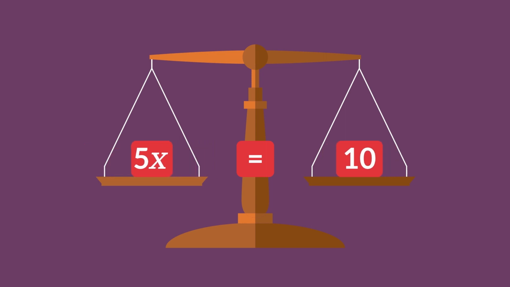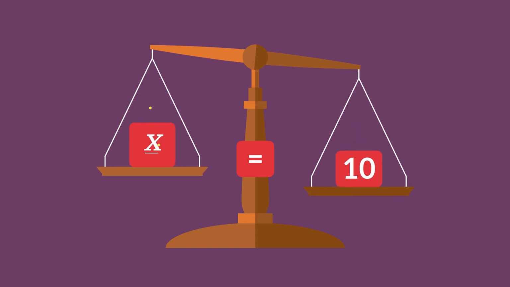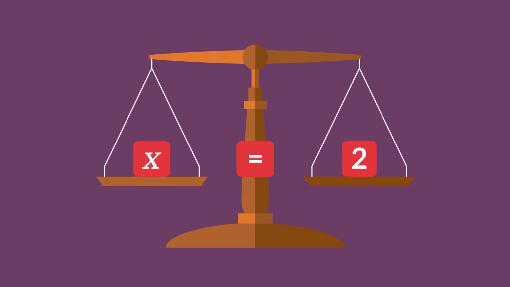Now we're left with 5x equals 10. We have to divide 5x by 5 to be left with x, so we do this on this side. On the other side, we divide 10 by 5 to leave 2. Our solution is x equals 2.